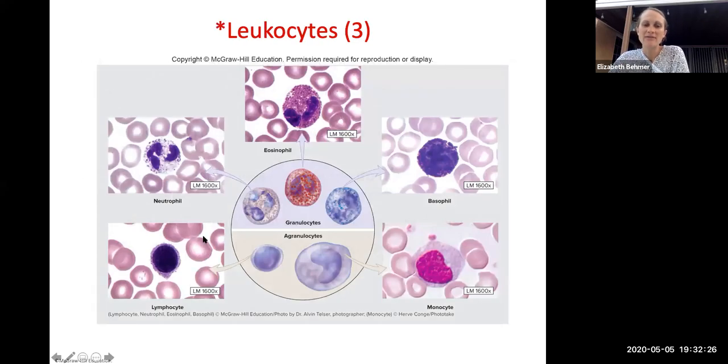So these are the 5 types. You can see that agranulocytes don't have these little tiny grainy materials in their cell, so they look more clear. And the granulocytes look like they have little tiny specks of granules in them. So these are your 5 types of leukocytes.